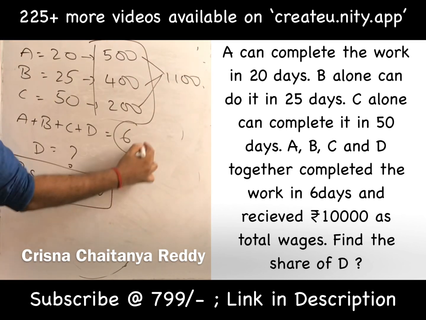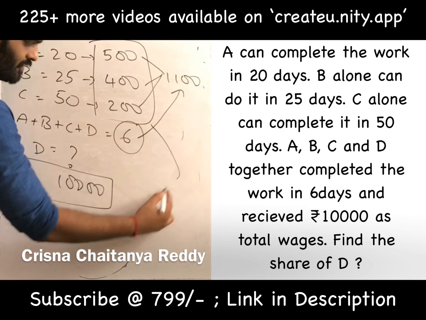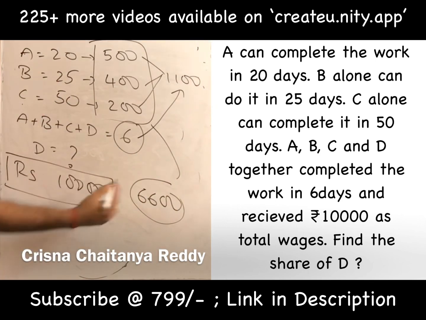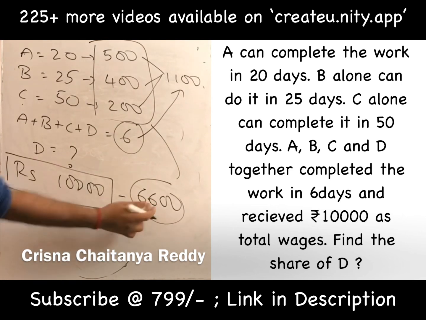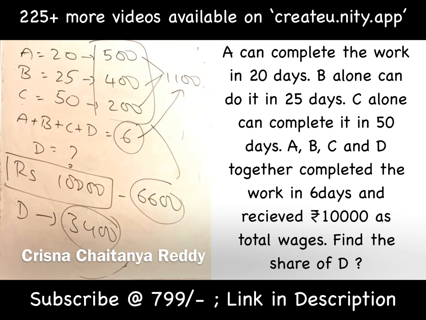They worked for 6 days. 6 days, each day 1,100, for 6 days is 6,600. So the share of A, B and C together is 6,600. The remaining will be D's share. So D's share is 10,000 minus 6,600, that is 3,400. It is not 4,400, it is 3,400. That is D's share.